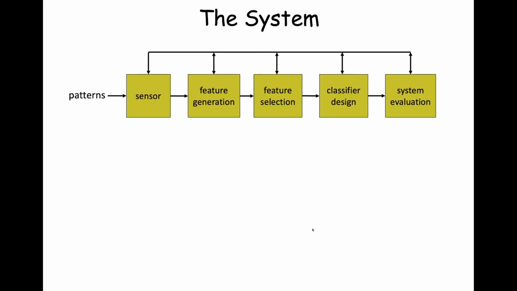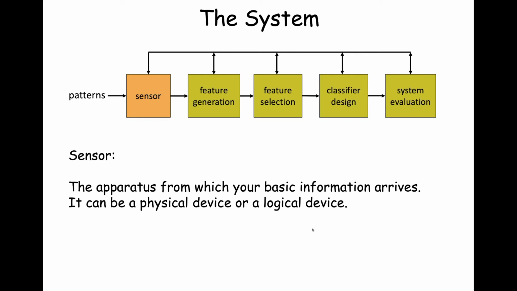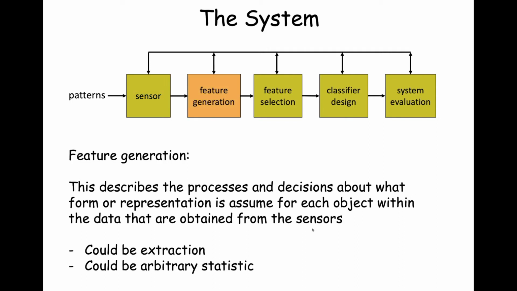So we talked about the various components of a pattern recognition system, the pipeline, as it were. We began with the sensor apparatus that gives you the basic pattern information. This can be a physical or a logical device. We talked about feature generation, specifically the features for an image. We talked about the intensity surface gradients. We looked at appearance-based features consisting of color and shape. And then we also talked about HOG features, which are a trade-off between local and global representation.